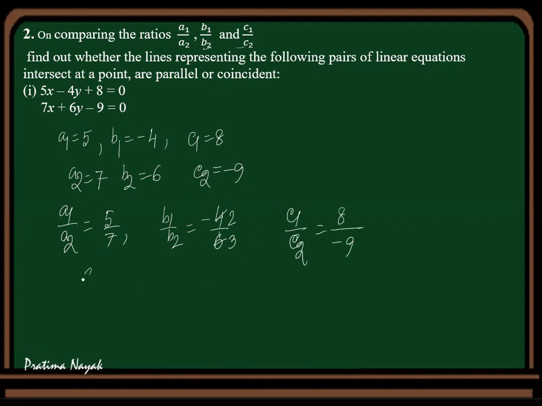So you will find that a1 by a2 is not equal to b1 by b2. One is positive, one is negative. So they are not equal. Then there is no need of going for c1, c2. From this, we will conclude that the lines are intersecting at a point.